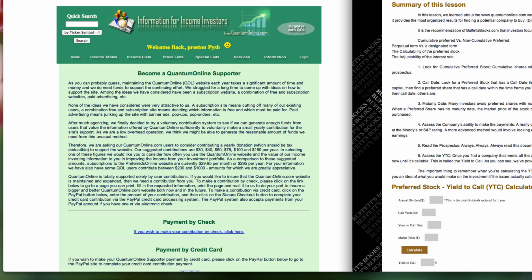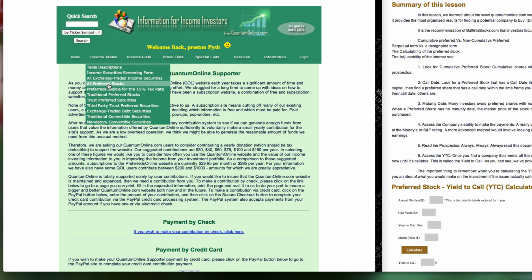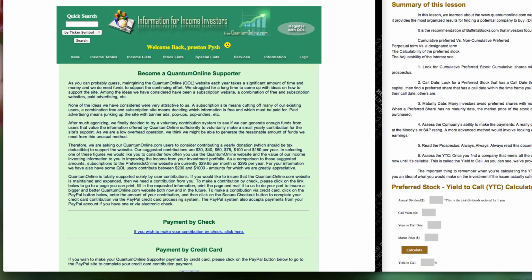And I can't recommend this site strongly enough. When you go here, I'd recommend signing up for an account with Quantum Online because then you'll have full access to all their different search results and the different preferred shares and the access to the site. So when you sign up for an account, you can see I have an account, my name right there. The first thing you're going to probably want to do is go to this income table, and you'll click on this and you can select all preferred stock.